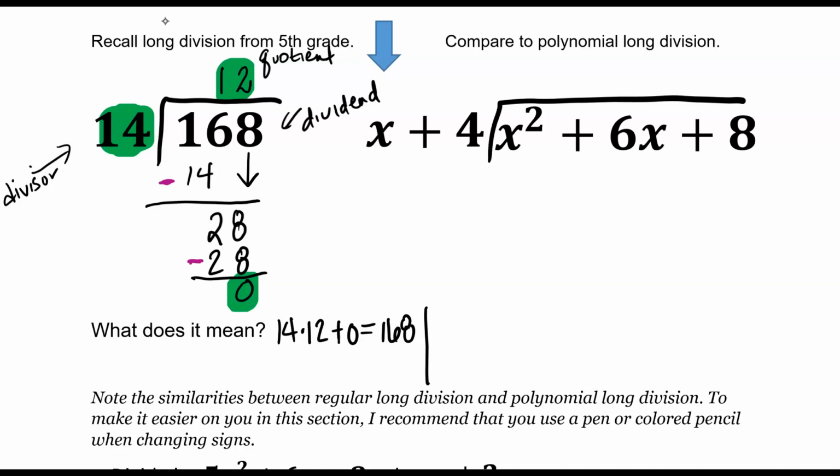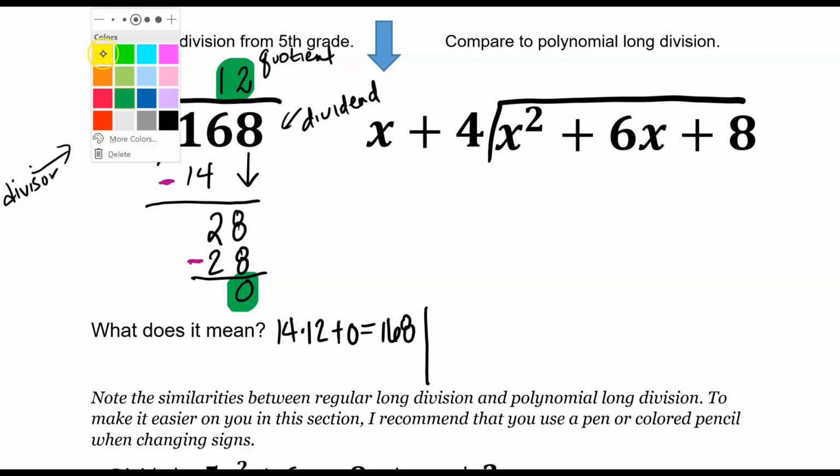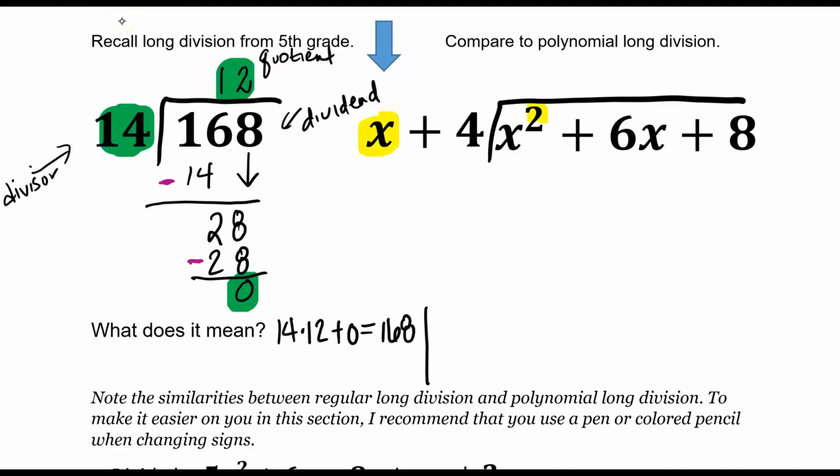Now, let's go through the example of dividing polynomials. So the first thing you're going to do is you're only going to look at these first terms here. You're going to decide what times x will give you x squared. What times x is x squared? If you said x, then you are correct.